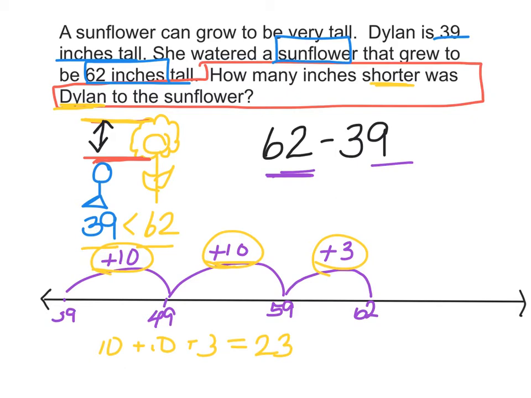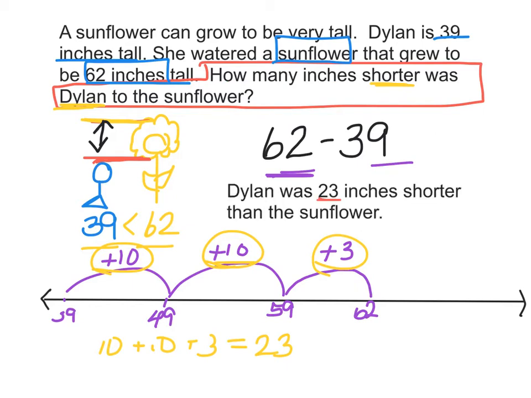So 62 minus 39 equals 23. So to answer our question, how many inches shorter was Dylan to the sunflower? Dylan was 23 inches shorter than the sunflower. So in this first way, we counted up by tens and then ones. So let's try this again using a different strategy.